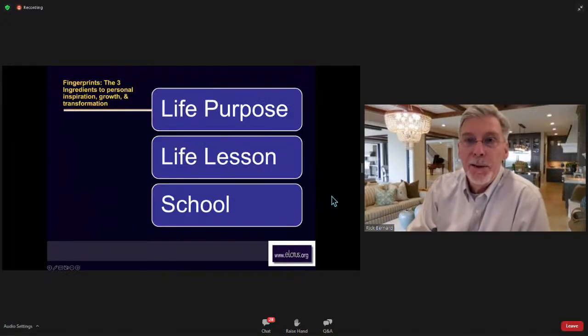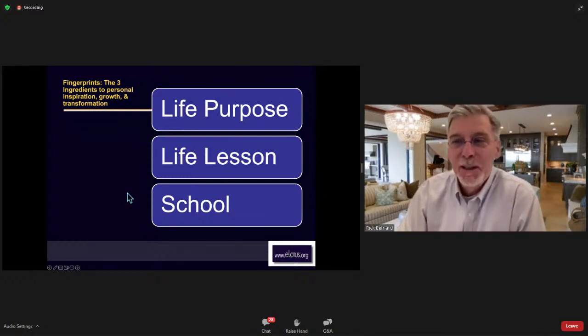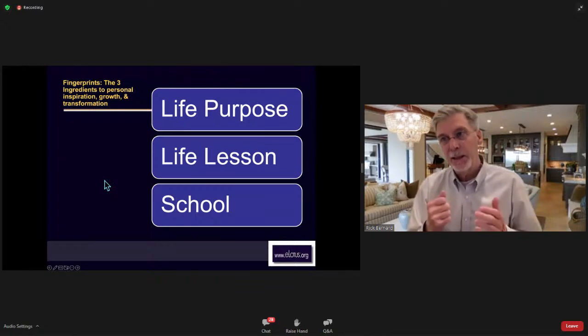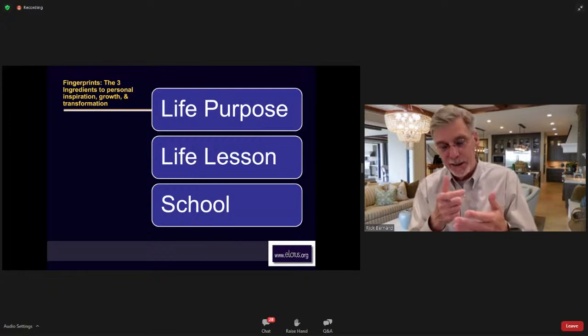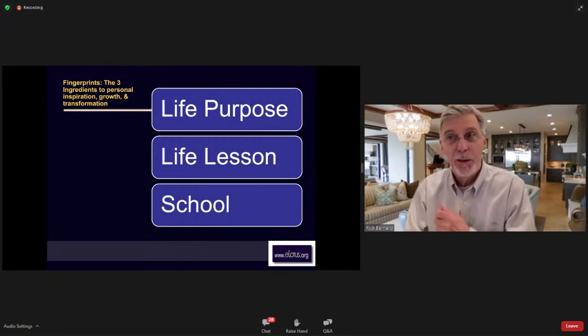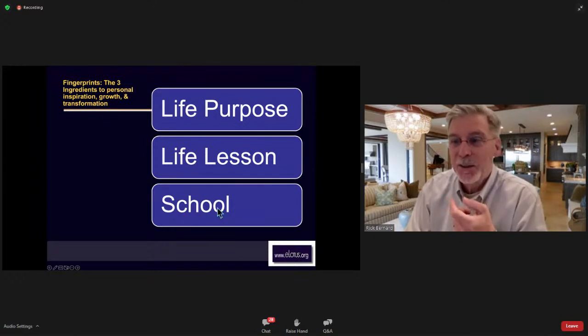Okay, again, these are the three things we're going to study today, and you're each going to be able to figure out your own life purpose, life lesson, and school, hopefully today. What you're really going to need, though, is to get a magnifying glass, preferably one that's got like a light on it. That's what I have. I have one that kind of lights up. Fingerprints are a little bit hard to see just with the naked eye, so you're going to need a little bit of amplification. And so get yourself a little lens, and that'll really help.